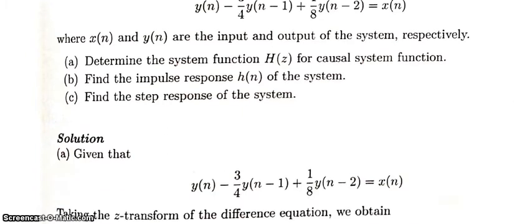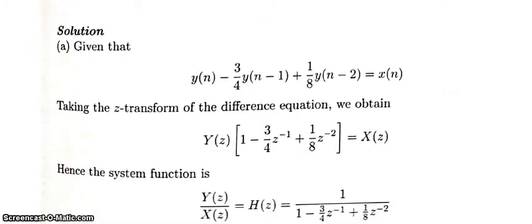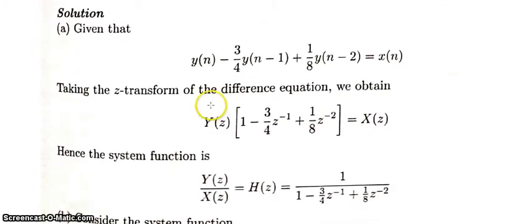In this question we are given a difference equation representation. So taking the Z transform on both sides of this equation, we get Y of Z minus 3 by 4 Z inverse into Y of Z plus 1 by 8 Z raised to minus 2 into Y of Z equal to X of Z. So taking Y of Z outside, we can write Y of Z into (1 minus 3 by 4 Z inverse plus 1 by 8 Z raised to minus 2), and that is equal to X of Z.